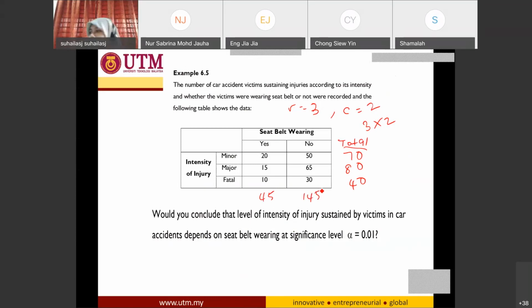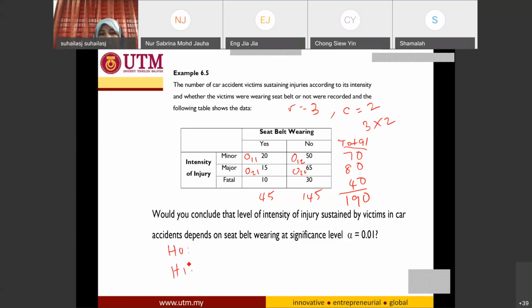Again, you total up the values. In this case the grand total is 190. So you already have your observations: O11, O12, O21, O22, and so on. Now you write your null and alternative hypotheses. The first step is writing the null and the alternative hypotheses.